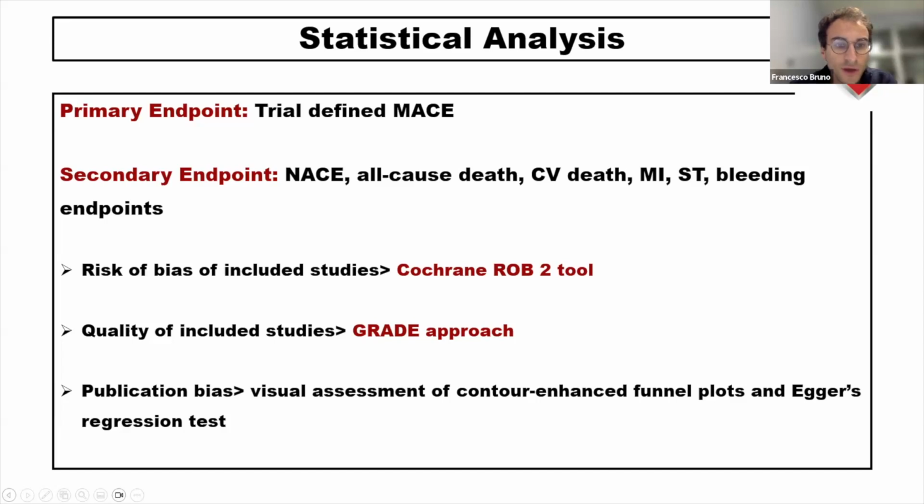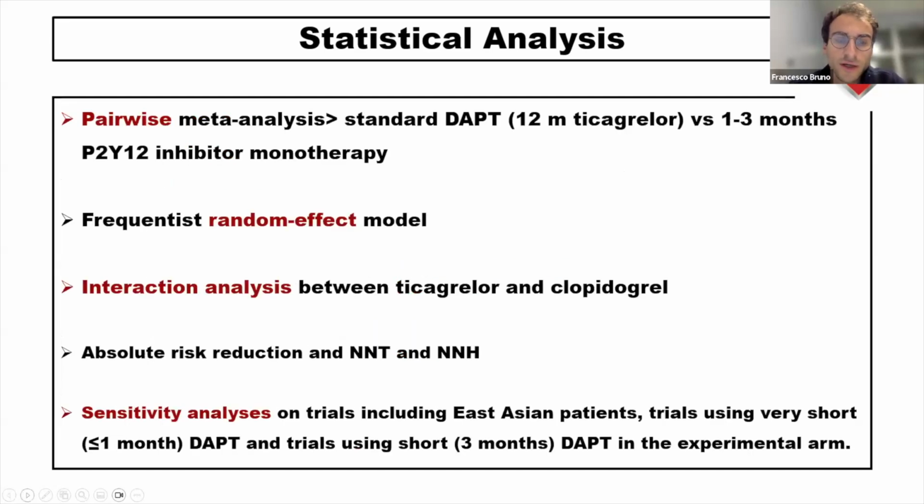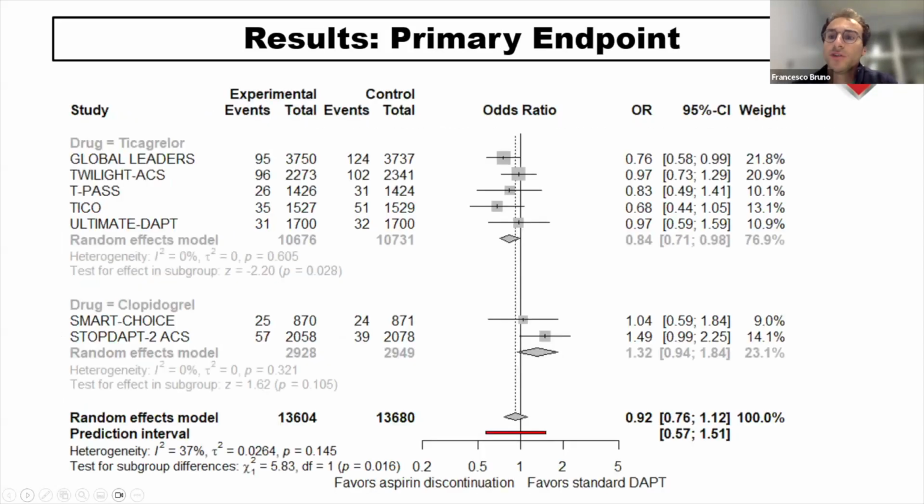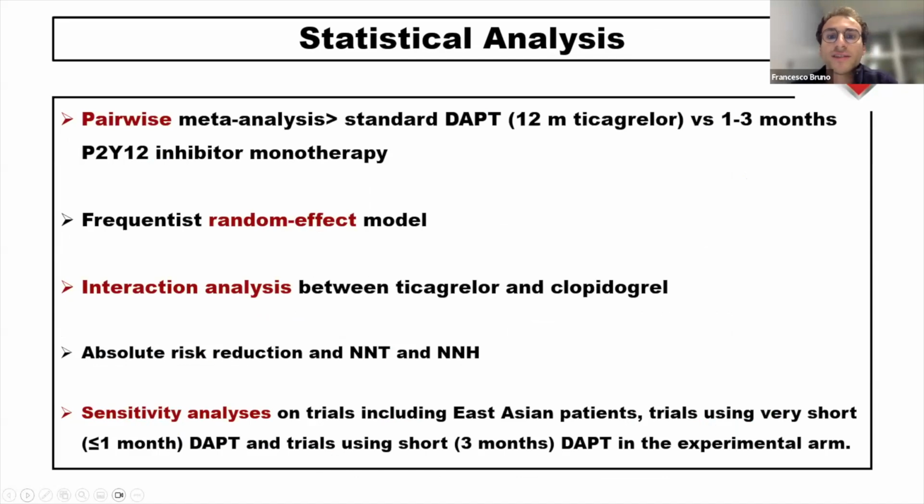So if we can go to the next one, this was a pairwise meta-analysis. The two arms were standard 12 months DAPT with ticagrelor, and in 2 studies with clopidogrel, versus 1 to 3 months DAPT followed by a P2Y12 inhibitor monotherapy. It was a Hartung-Knapp random effects model, and the authors also performed an interaction analysis between ticagrelor and clopidogrel. They also calculated the absolute risk reduction, the number needed to treat, and the number needed to harm.